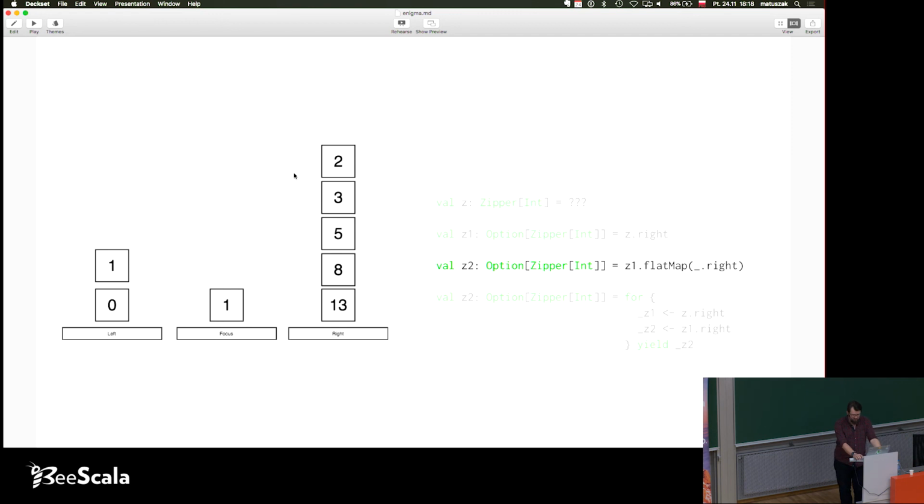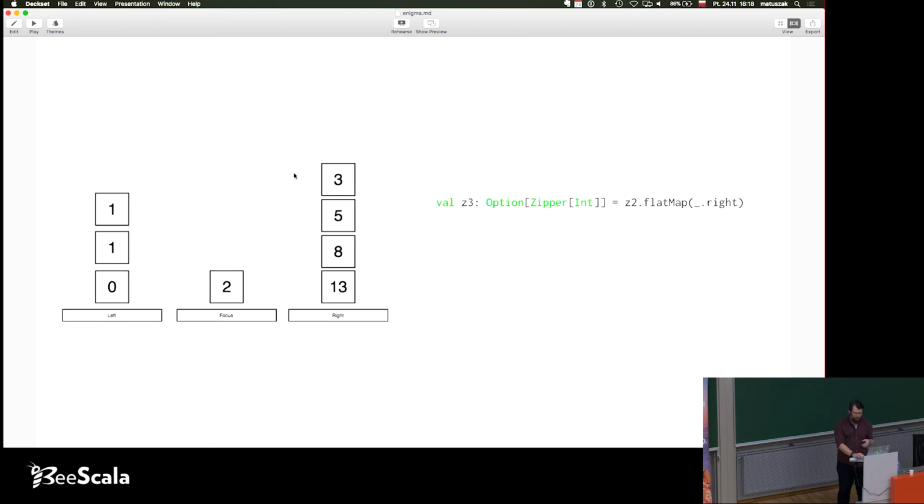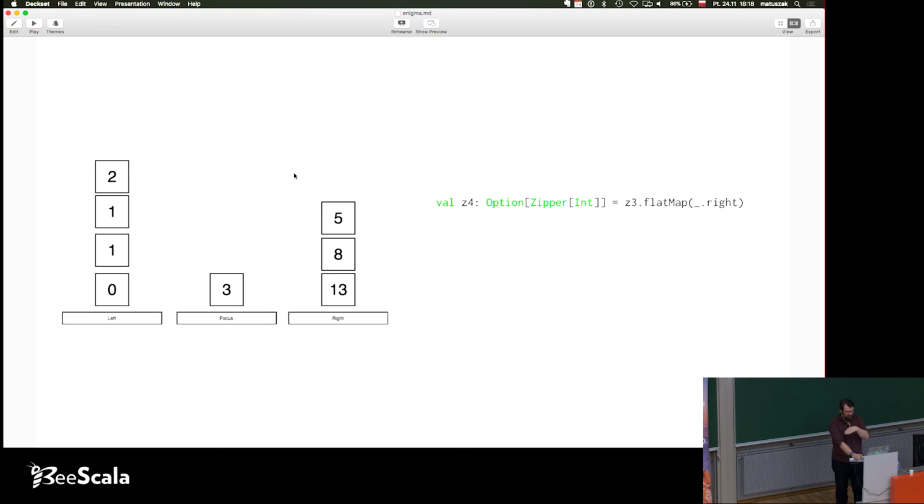Because we are working with options, you can easily write the for comprehension or use flatMap. So this will be the same. And we can move in a similar manner, go right. So we are moving from one stack to another.